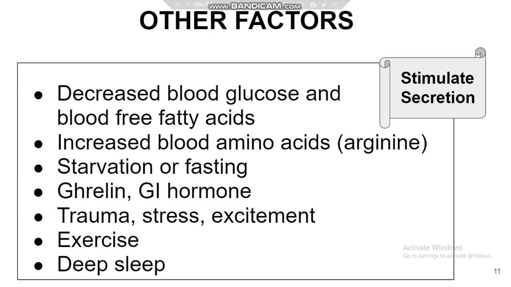Factors that stimulate secretion are decreased blood glucose and free fatty acid, increased blood amino acid like arginine, starvation or fasting, ghrelin, which is a GI hormone, trauma, stress, excitement, exercise, and deep sleep.